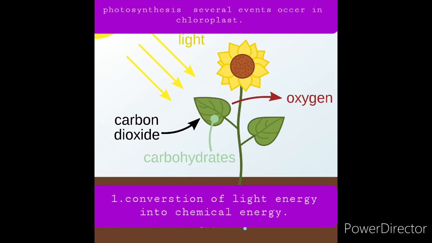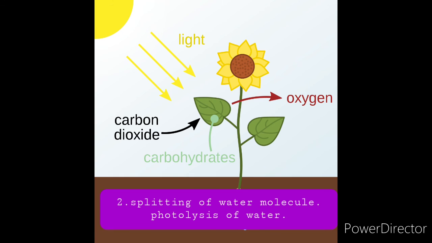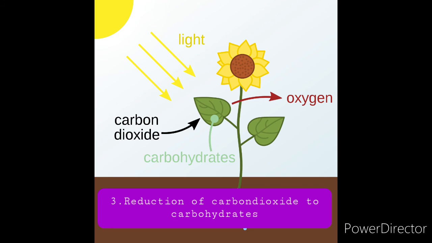Now let us revise the events which we have discussed already. In photosynthesis, several events occur. What is the first event? Conversion of light energy into chemical energy. Here light energy is converted into chemical energy. The second one, splitting of the water molecule, nothing but photolysis or the Robert Hill reaction. The reaction in which the water molecule is split. The third one, reduction of carbon dioxide to carbohydrate. Here the carbon dioxide is reduced. Whenever the carbon dioxide combines with NADPH in the presence of ATP, it converts into glucose in the Calvin cycle.